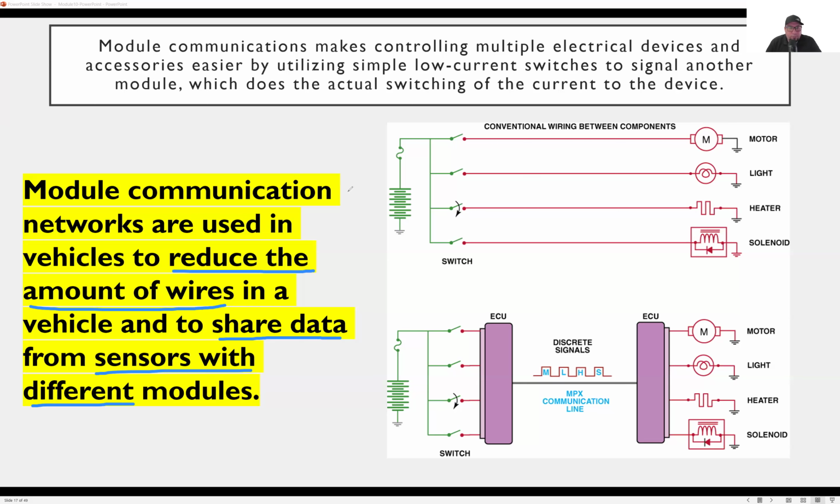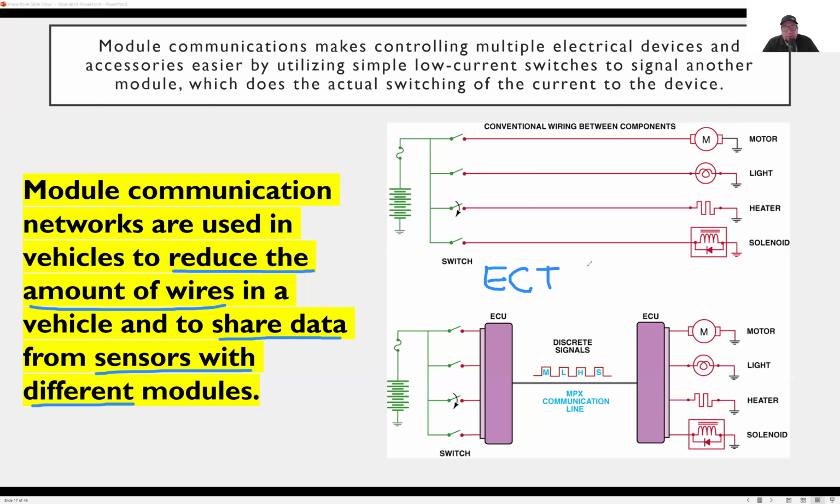Then also, we're reducing the amount of sensors we need in the vehicle. We only have one, say, engine coolant temperature sensor, so ECT. We only need one, because the sensor is going to tell the information that is needed to the engine control module. Then the engine control module can share it to the rest of the car if needed.